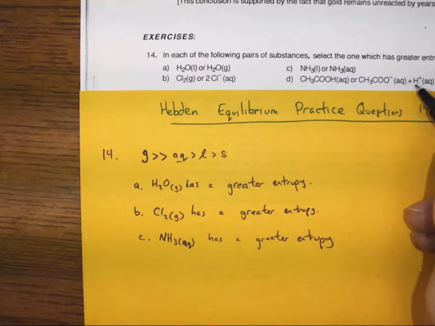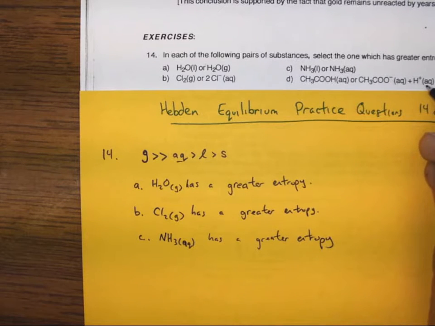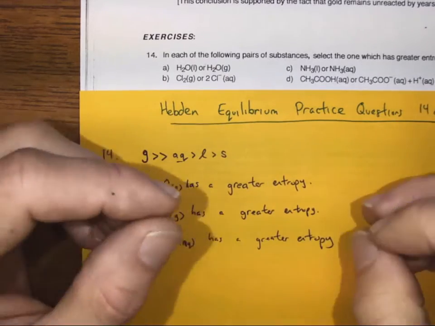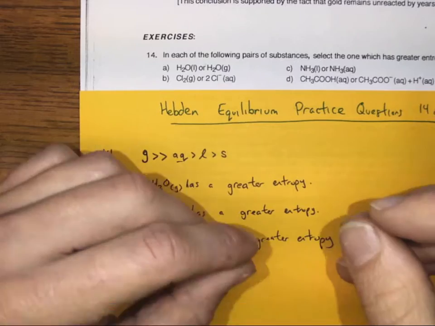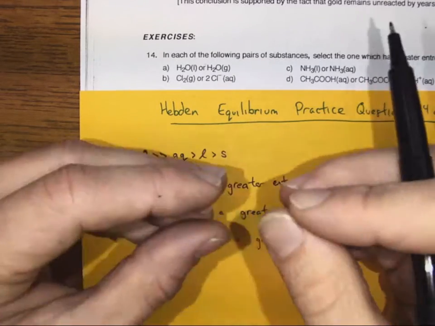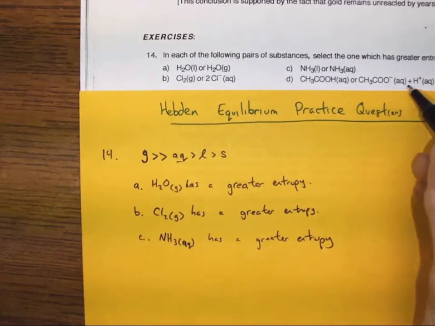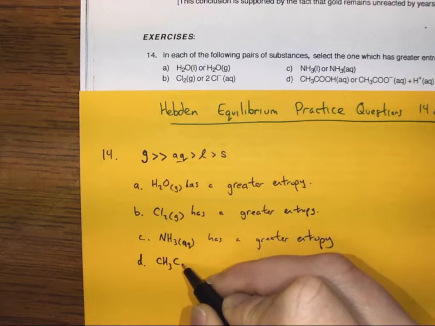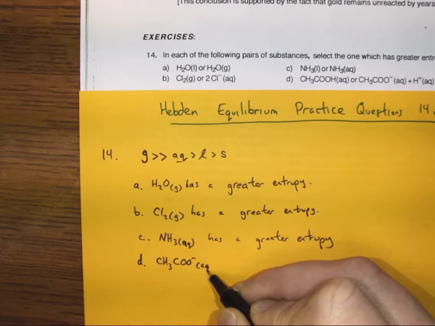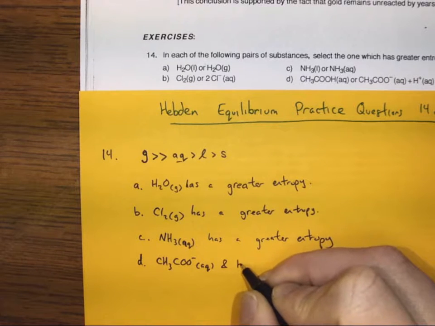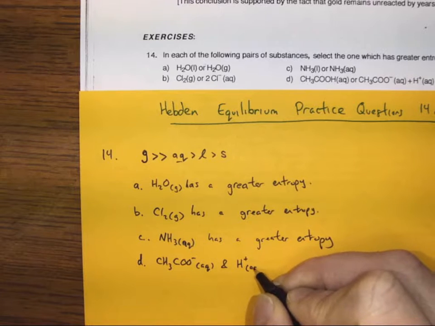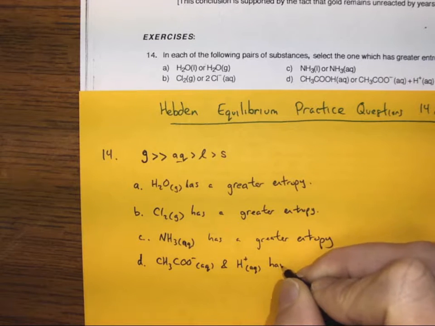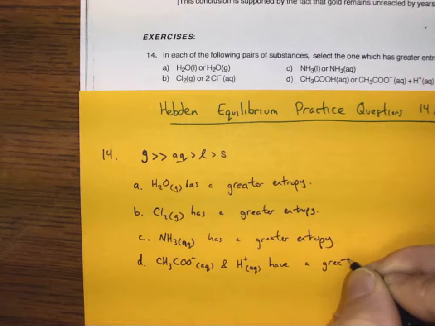So given that the phases are the same, aqueous, aqueous, and aqueous, the fact that these guys have two molecules flying around in different directions, and by flying I mean floating around inside an aqueous solution, rather than one where the molecules are stuck together, floating around, this is more chaotic. It has a higher degree of entropy. So the acetate and the proton, the hydrogen ion, have a greater entropy, and that is a numbers argument.